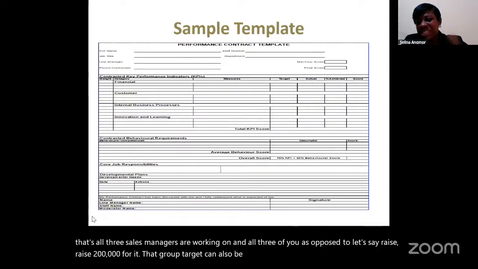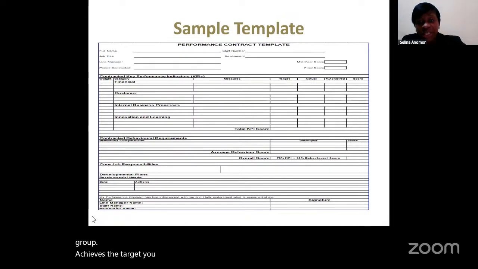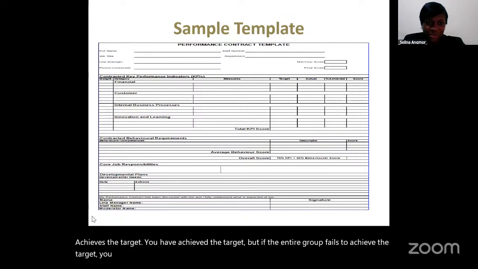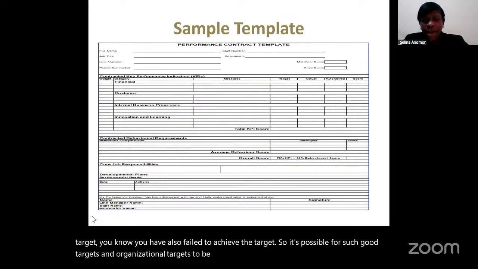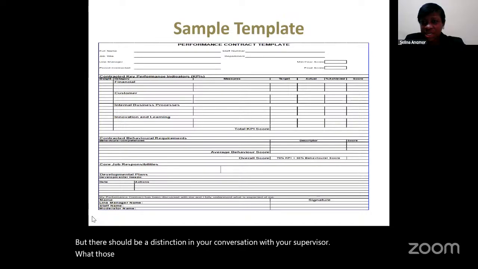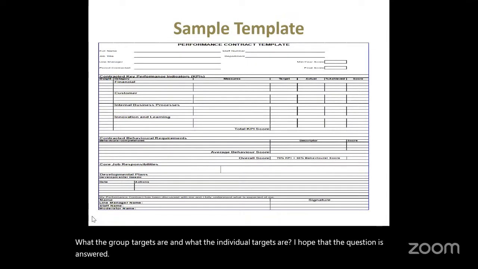Once the entire group achieves the target, you have achieved the target. But if the entire group fails to achieve the target, you have also failed to achieve the target. So it's possible for such group targets and organizational targets to be on your scorecard. But there should be a distinction in your conversation with your supervisor, what the group targets are and what the individual targets are. I hope that the question is answered. Yes, please. Thank you very much.